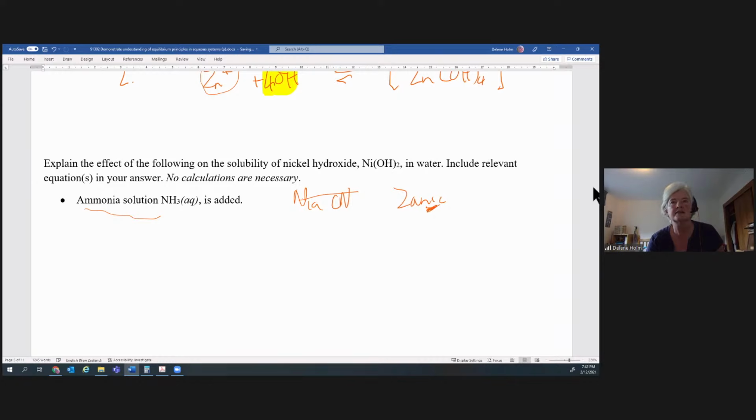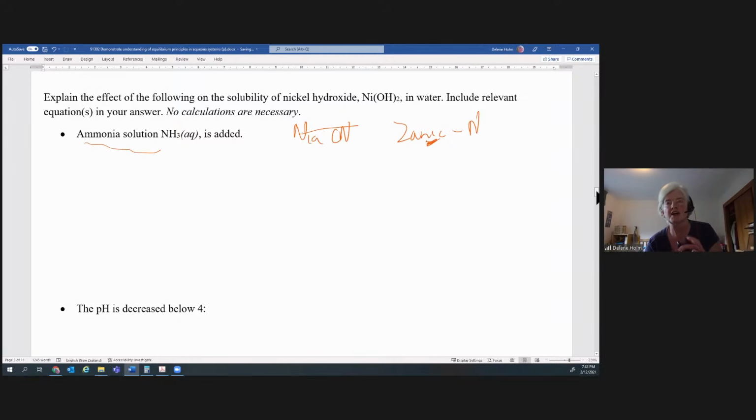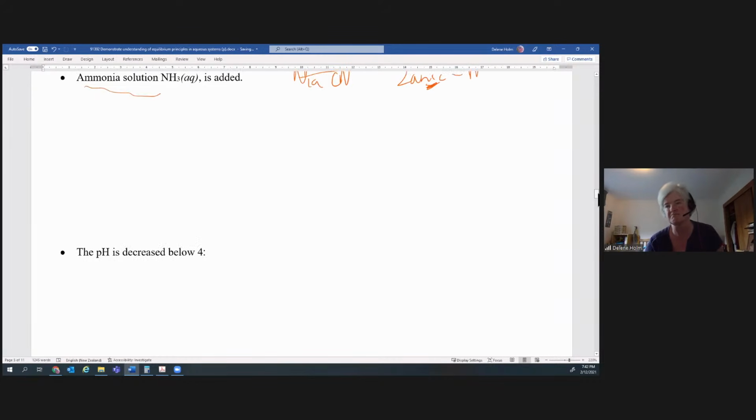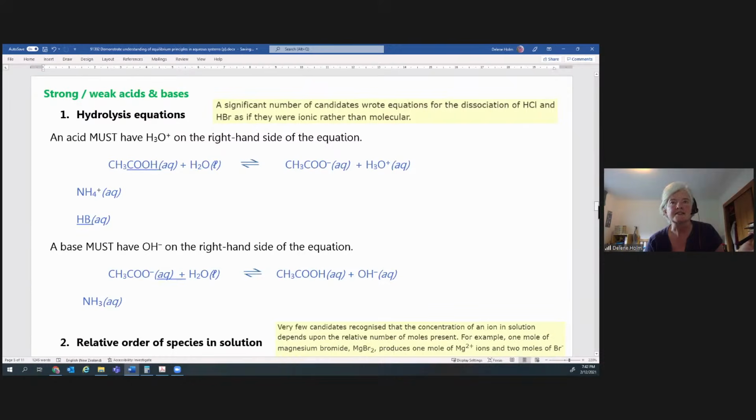The Ni. This is for the Zinc N. For if you've got ammonia, nickel gets affected by that, and then the pH. So of course, if you've got hydroxide, OH minus is a base, so it will be affected. Right. Now we get to the acids and bases.